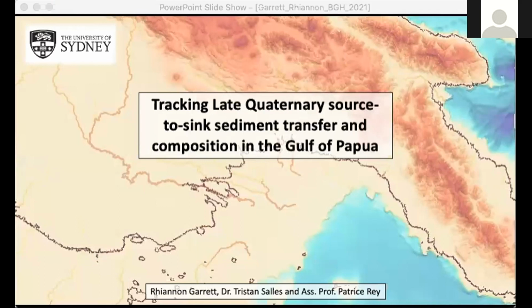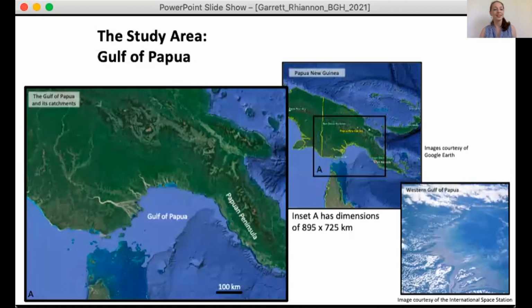Okay, wonderful. So yes, as part of my PhD, I was working on tracking late Quaternary source-to-sink sediment transfer and composition in the Gulf of Papua. As you probably know, the Gulf of Papua is a young, tectonically active landscape, and it has a very large terrigenous sediment flux. In order to assess potential reservoir quality in the sediments deposited in the Gulf, it is first essential to understand their mineralogical composition, which means tracing them back from the Gulf to their source.